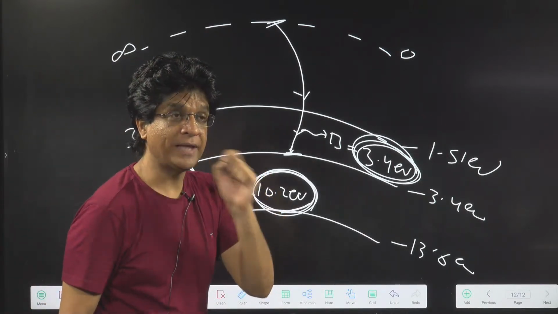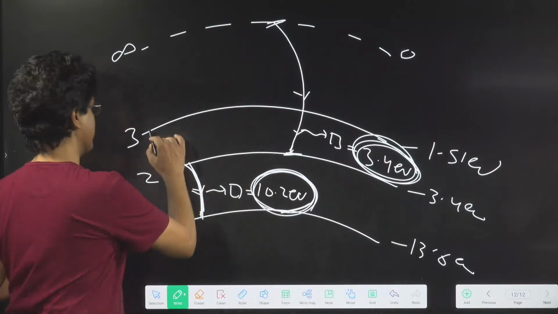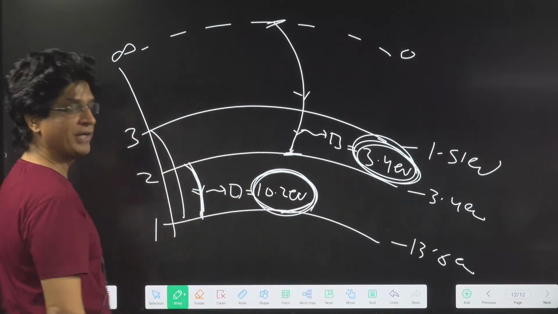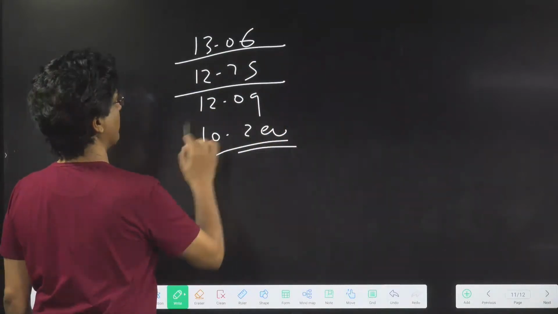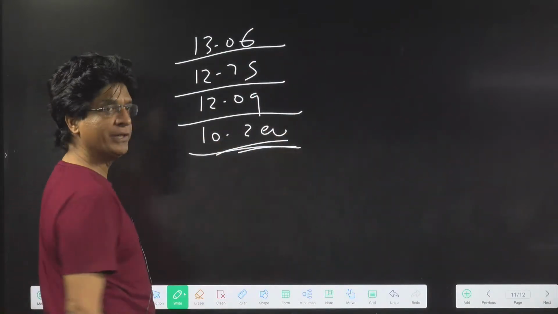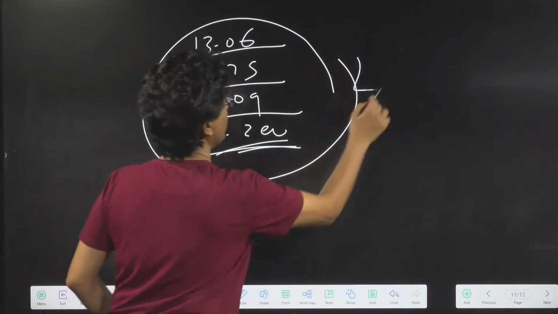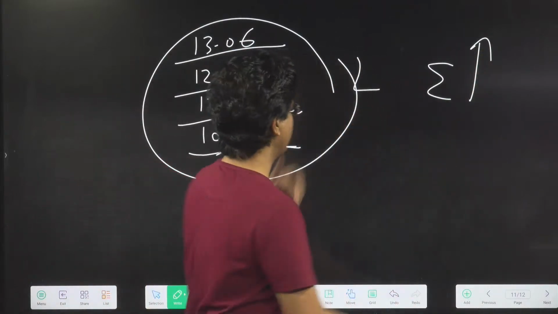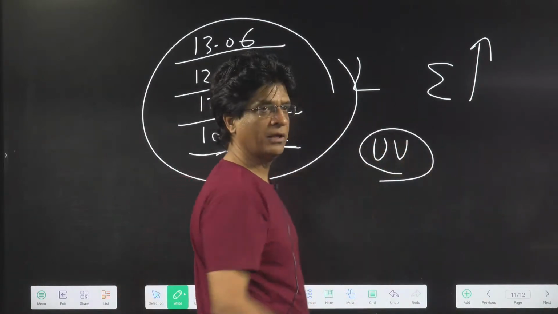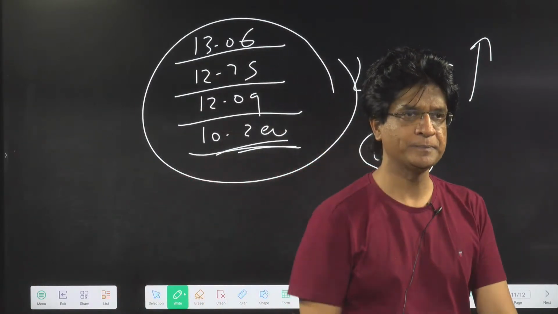That's why these lines are very energetic. You can see the difference: 13.06, 12.75, 12.09, 10.2. In the Lyman series, the energy value is very high. That's why they lie in the ultraviolet region. Yes or no?